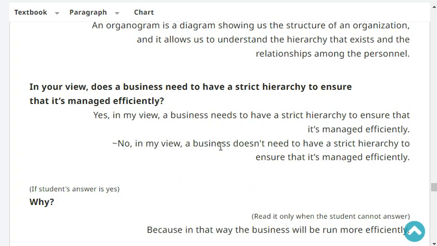In your view, does a business need to have a strict hierarchy to ensure that it's managed efficiently? Yes or no? Yes, in my view, a business needs to have a strict hierarchy to ensure that it's managed efficiently. Very good.